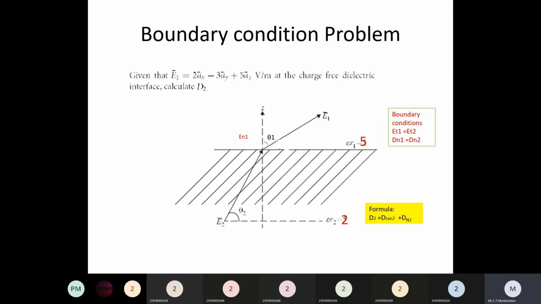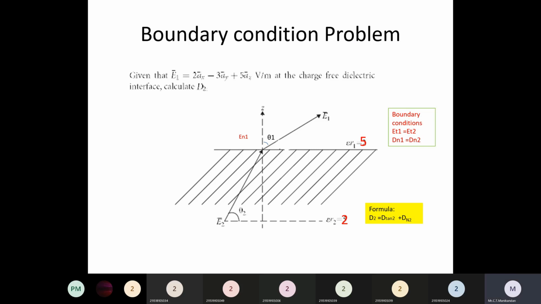By applying the boundary condition, we have to find the flux density in the second medium, that is the second dielectric. Very interesting problem. They have given the electric field of medium 1, and what we have to find is the flux density of medium 2.